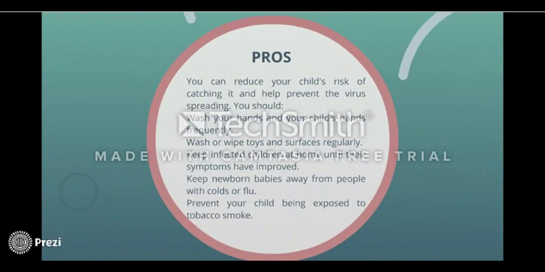Pros. You can reduce your child's risk of catching it and help prevent the virus spreading. You should wash your hands and your child's hands frequently. Wash or wipe toys and surfaces regularly. Keep infected children at home until their symptoms have improved. Keep newborn babies away from people with colds or flu. Prevent your child being exposed to tobacco smoke.